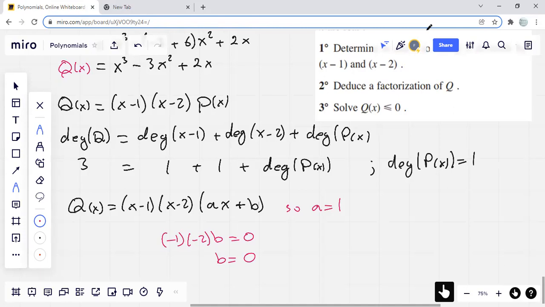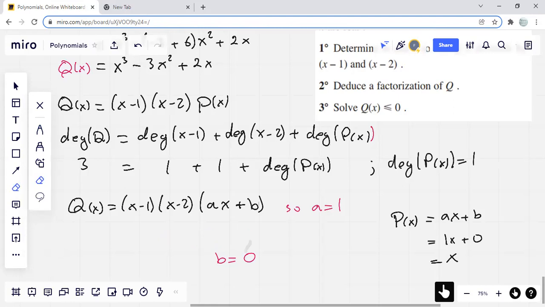So what is p of x? Okay, p of x, which is ax plus b, is now equal to 1x plus 0, so it's simply equal to x. Okay, write this down, please. But we'll do another method. Okay, it's better for deduction, and it's not always applicable, but in this part it is.